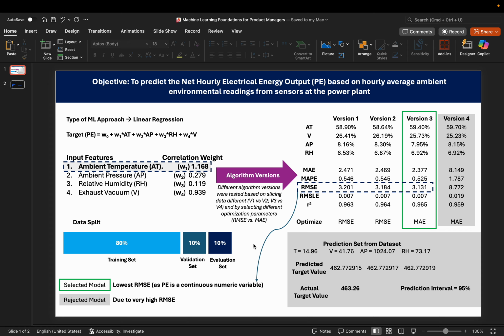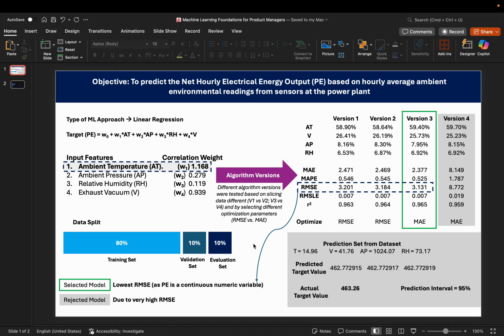And given the fact that we need to make a prediction on a continuous numeric variable, I chose the linear regression modeling approach, and that is shown in the equation on the slide on the right side of the target variable: PE equals W0 plus W1 into AT, and so on.